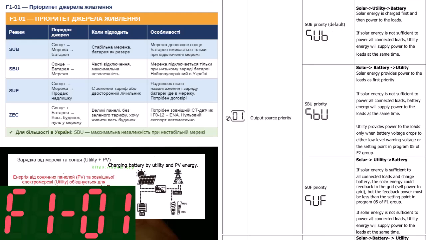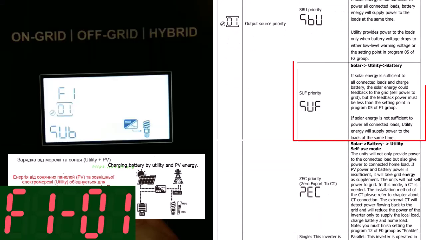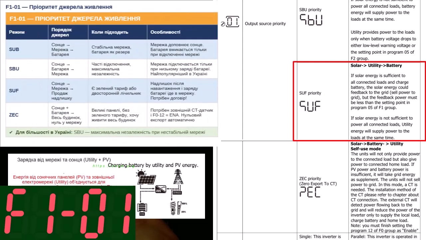Mode 3, SUF. Solar, Utility, Feed-in. SUF stands for Solar, Utility, Feed-in. Feed-in means selling or exporting excess energy back to the grid.